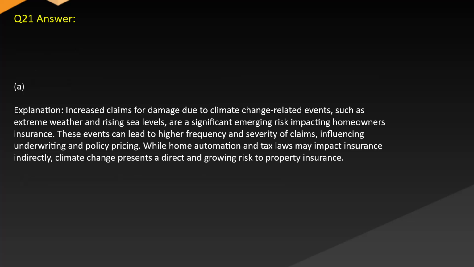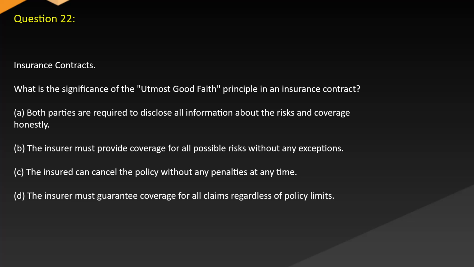Answer: A. Explanation. Increased claims for damage due to climate change-related events, such as extreme weather and rising sea levels, are a significant emerging risk impacting homeowners insurance. These events can lead to higher frequency and severity of claims, influencing underwriting and policy pricing. While home automation and tax laws may impact insurance indirectly, climate change presents a direct and growing risk to property insurance.